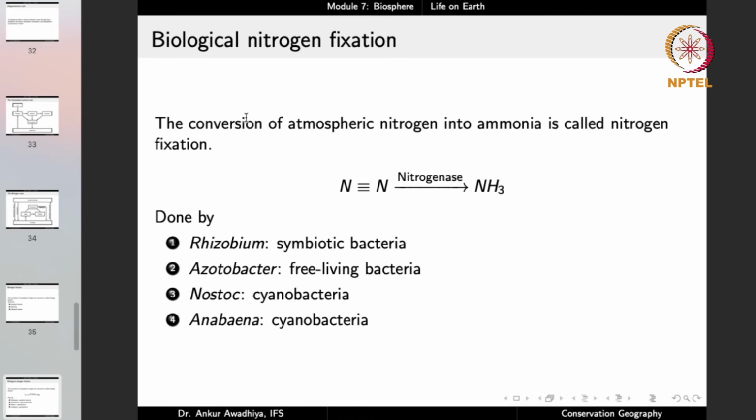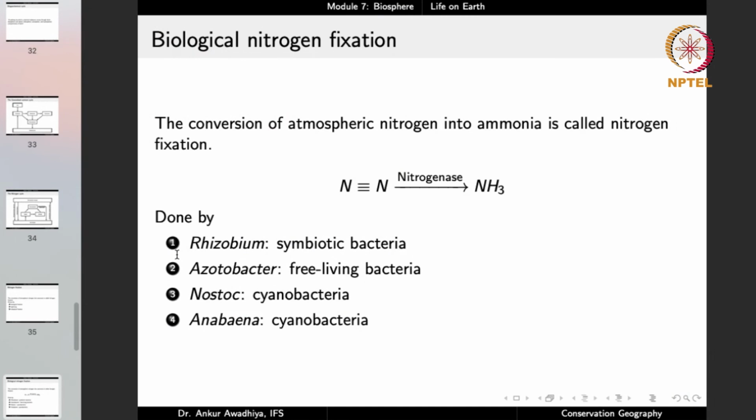Biological fixation is the conversion of atmospheric nitrogen into ammonia through the action of biological organisms. Typically, you will have N2, which is nitrogen, and it will be acted upon by certain enzymes such as nitrogenase to form ammonia. This is done by organisms such as Rhizobium, which is a symbiotic bacteria, which means that it lives in a mutualistic relationship with certain plants, typically the leguminous plants that have root nodules. These include all our pulses such as dal or chana.